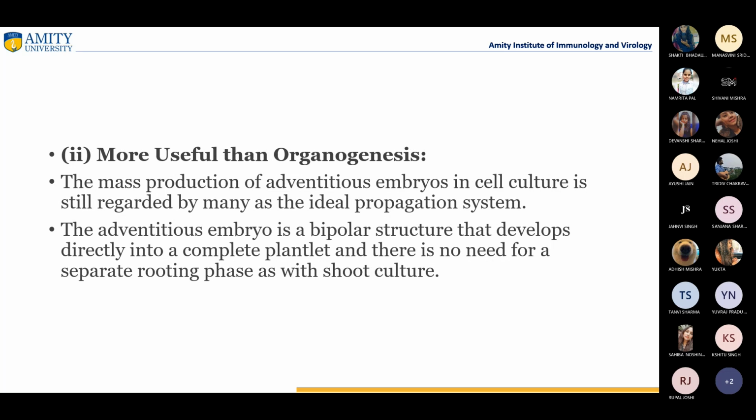So mass production of advantageous embryos in a cell culture is still regarded as an ideal propagation system, right? Propagation का मतलब होता है to grow the plant further, multiply the plant. The advantageous embryo is a bipolar structure which develops directly into a complete plantlet, and there is no need for a separate rooting phase as with the shoot culture. So directly we can develop it into the plant. We don't require a separate shooting phase or a rooting phase here.